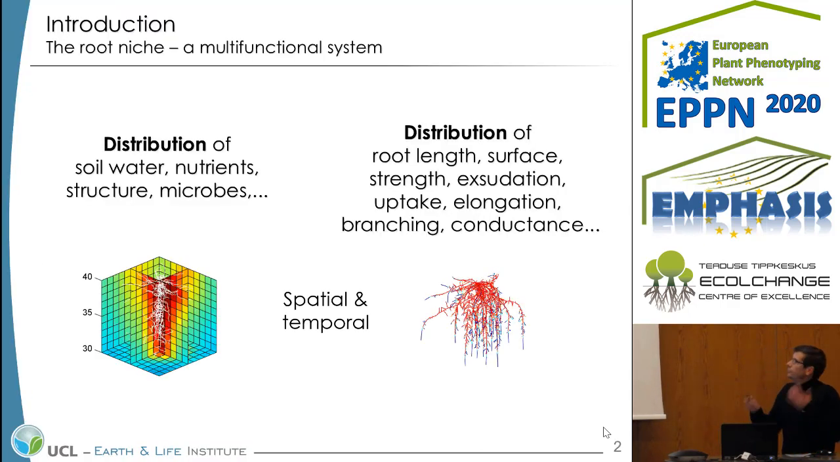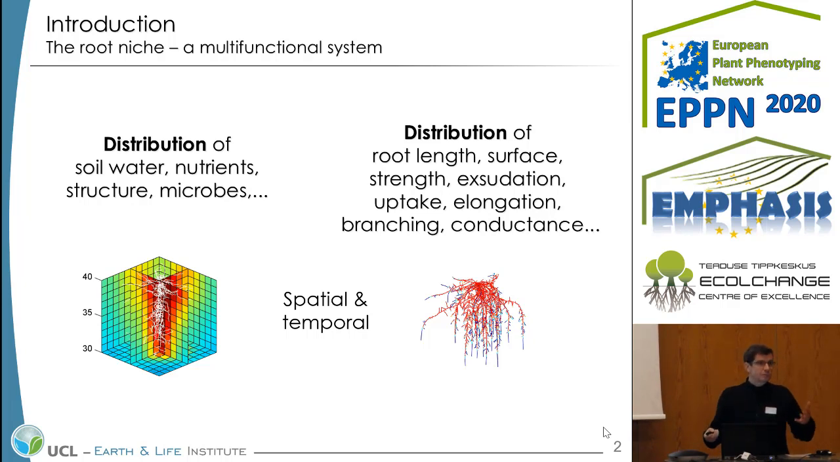So we usually consider root architecture as a question of matching the distribution of root length with the distribution of soil water. And I just would like to make a warning. This is probably much more complicated than that. What usually comes as the last question that people ask is probably distribution of length, surface, root strength, root exudates, root uptake, root elongation, branching, root hydraulic conductance.